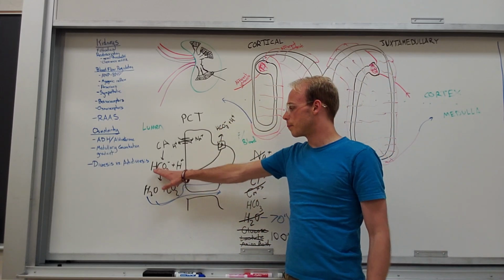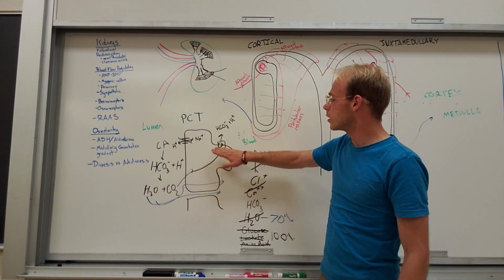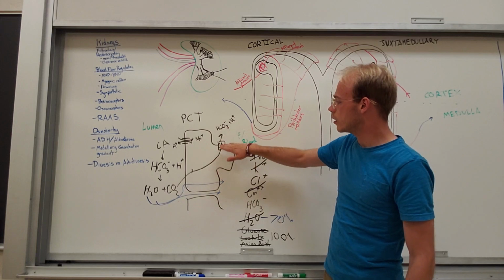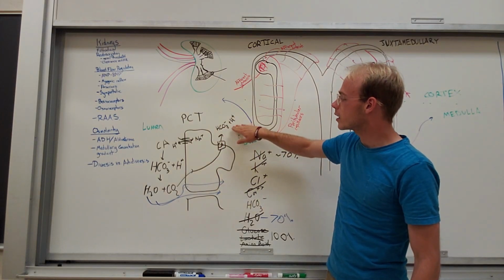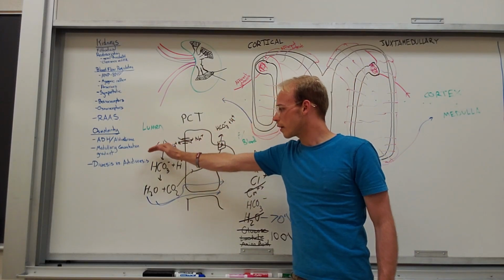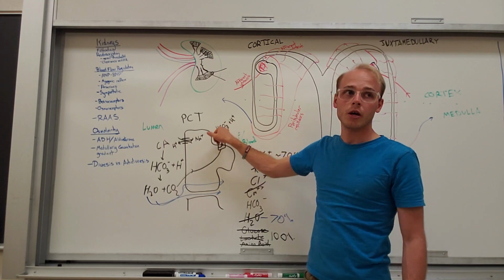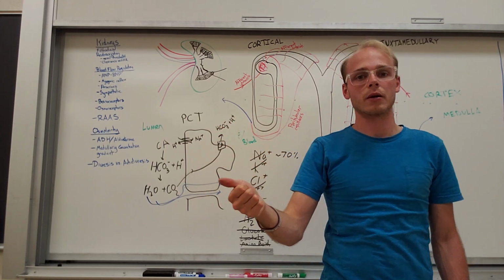So basically we break it down, turn it into its small components, and then we move it into the cell, and then it gets turned back into bicarbonate and hydrogen. And then hydrogen gets pushed back into the cell and then out. So I don't really change the concentration of hydrogen out here, but we're adding more bicarbonate. So we're being able to buffer our blood more.